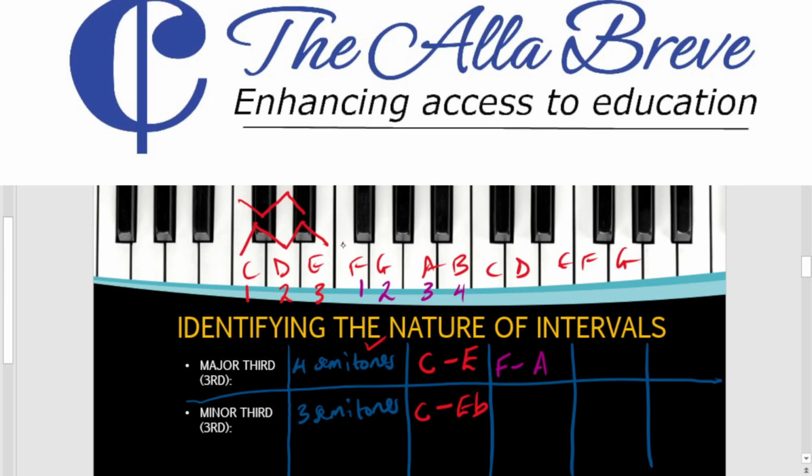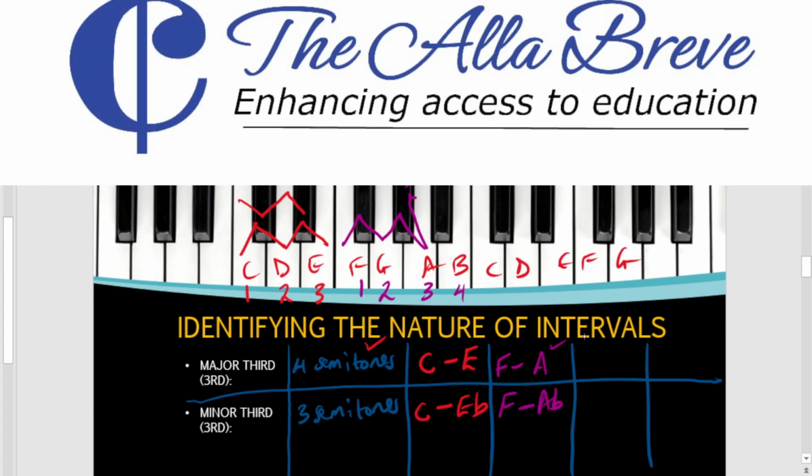From F to here, 1 semitone, 2 semitones, 3 semitones, 4 semitones. This agrees to the concept of 4 semitones. For a minor third, subtract 1 semitone. So stand at A where you stopped. Then subtract 1 semitone. It lands on A flat. So this comes from F to A flat.